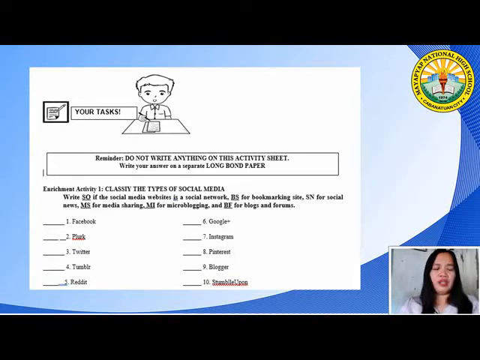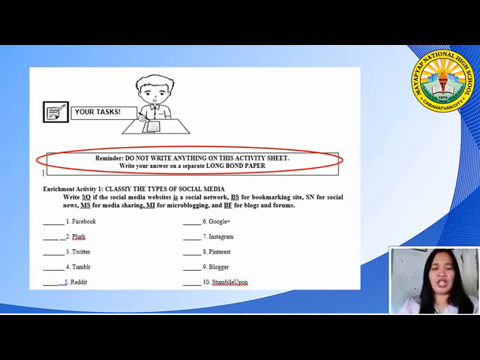At this point, turn your activity sheet to the enrichment part. Reminder: do not write anything on this activity sheet. Write your answer on a separate long bond paper. For enrichment activity 1, you're going to classify the types of social media. Write SN if you think the social media website is a social network. BS for bookmarking sites. SN for social news. MS for media sharing. MI for microblogging. And BF for blogs and forums.